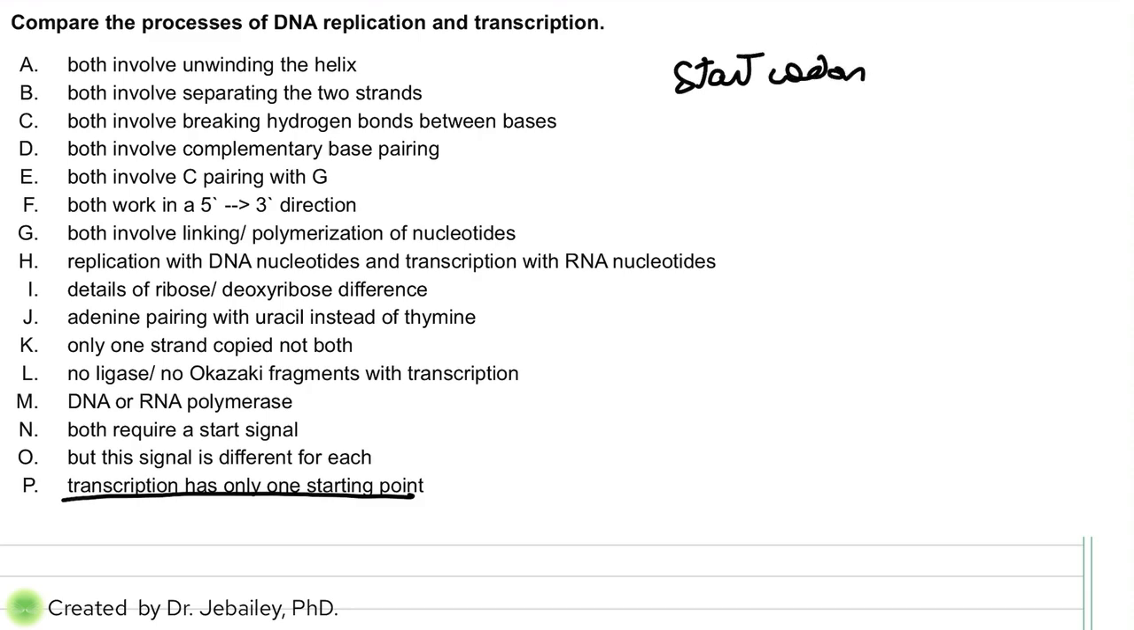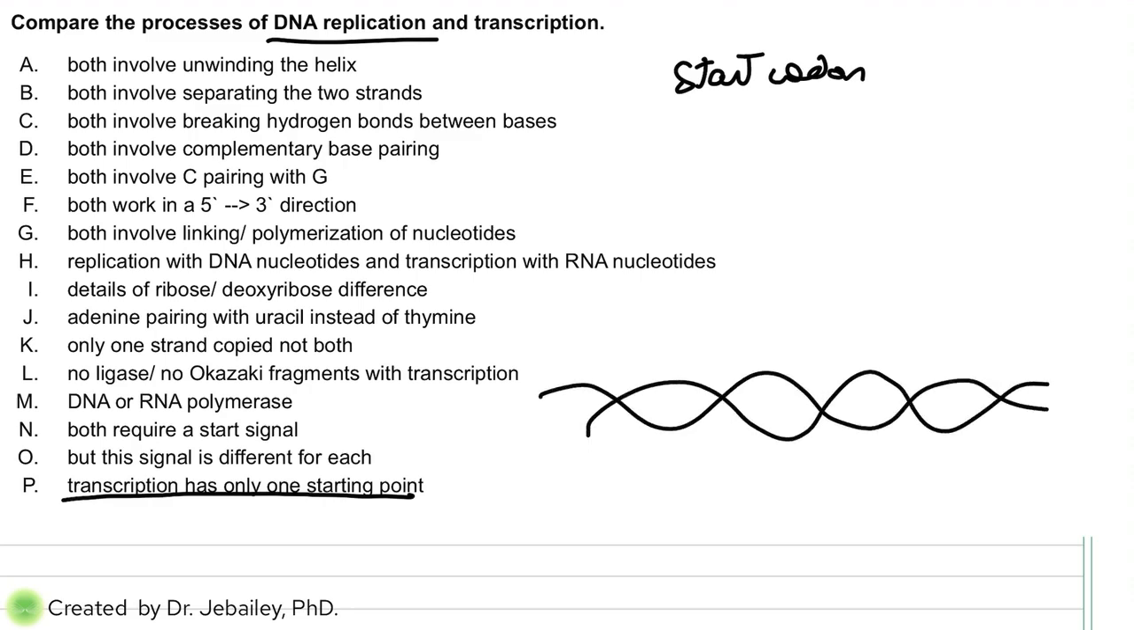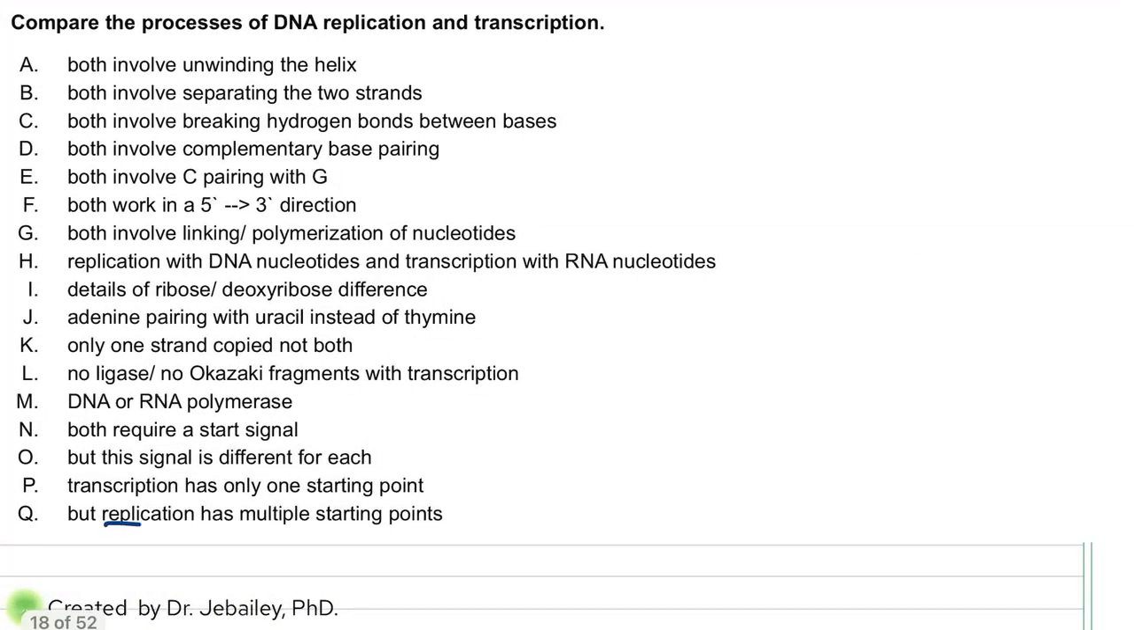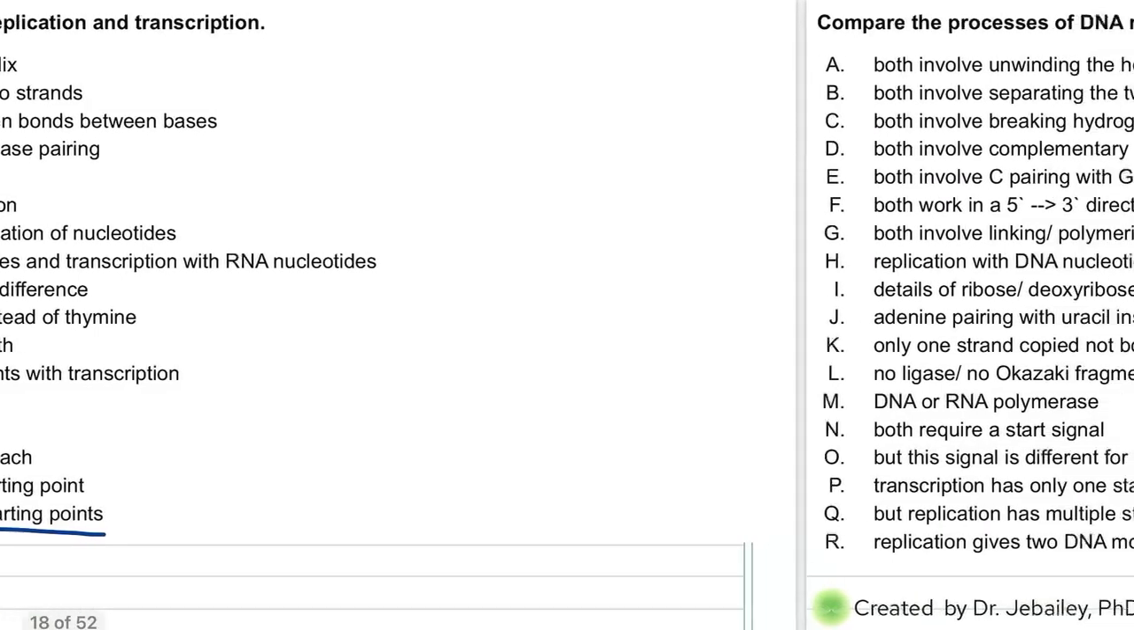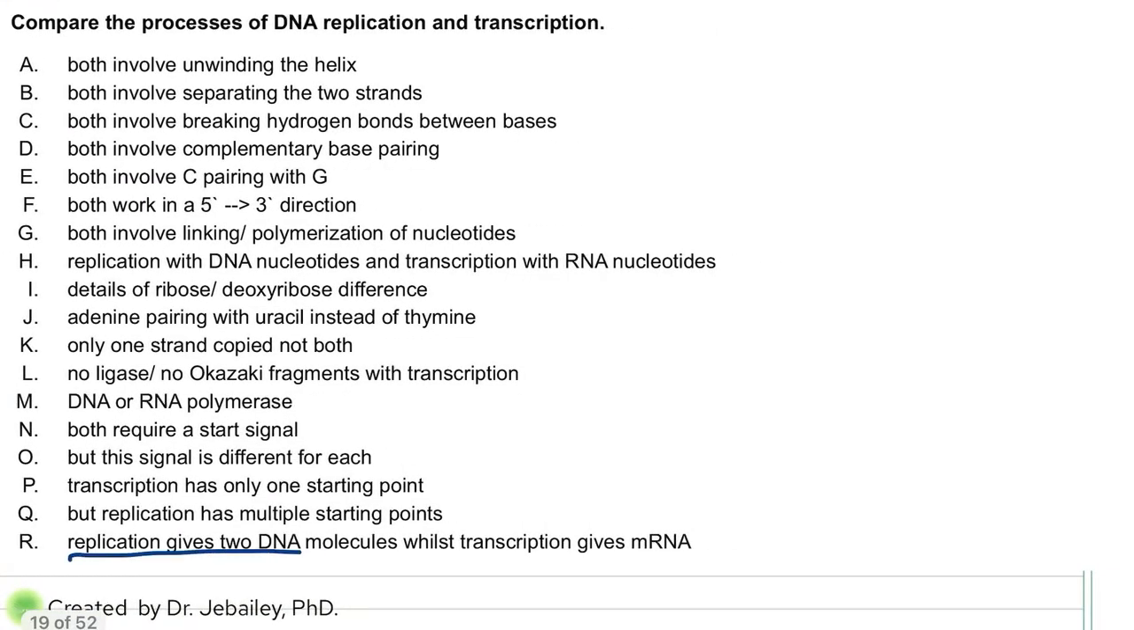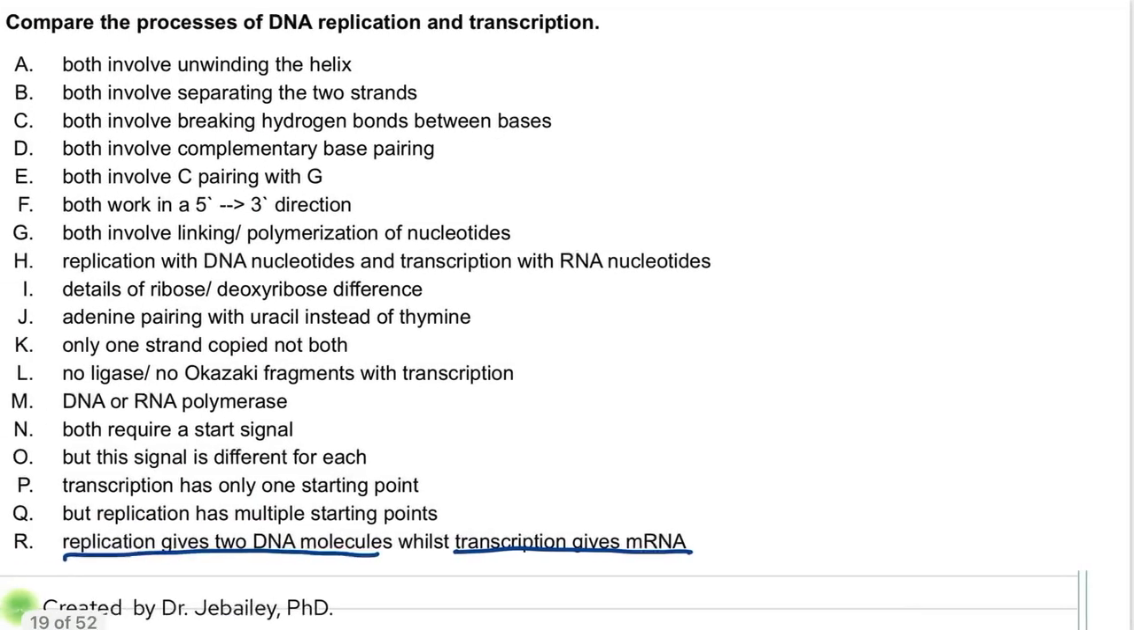When it comes to DNA replication, you can have a DNA, and you can have a helicase starting here, another helicase starting here, and another helicase. So you're opening in different directions. That's what it means, at multiple points for DNA replication. The replication gives 2 DNA molecules, while transcription gives 1 RNA molecule. And that's pretty much it.